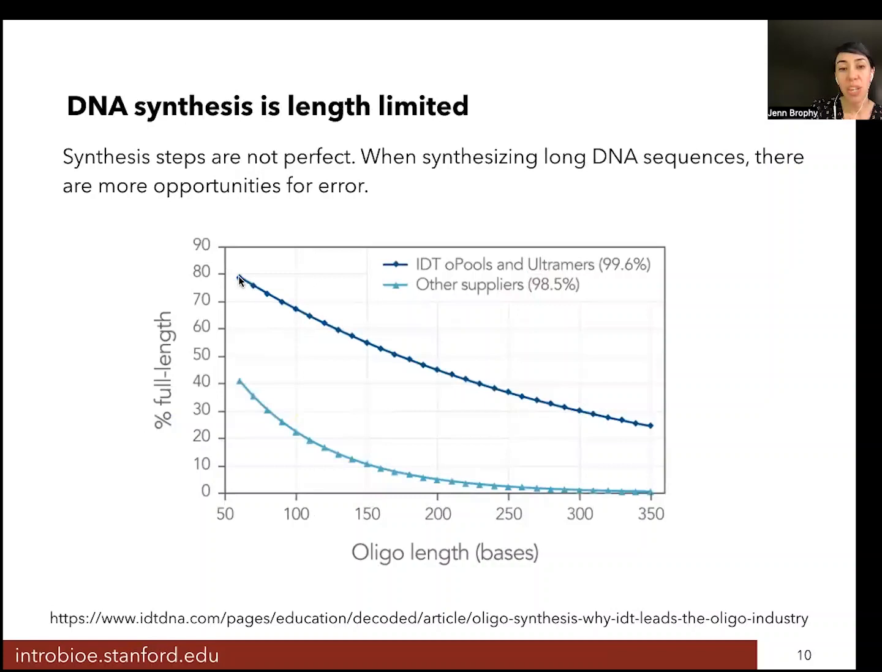And so if you're only synthesizing 50 base pair segments of DNA, then you have pretty good synthesis fidelity. Most of the molecules that you try to make are going to be the correct sequence, around 80% of them. But if you try to synthesize longer fragments of DNA, your sequence fidelity goes down. And so that might suggest to you that this is maybe not all that useful, right? 50 bases, that's not a lot of DNA.